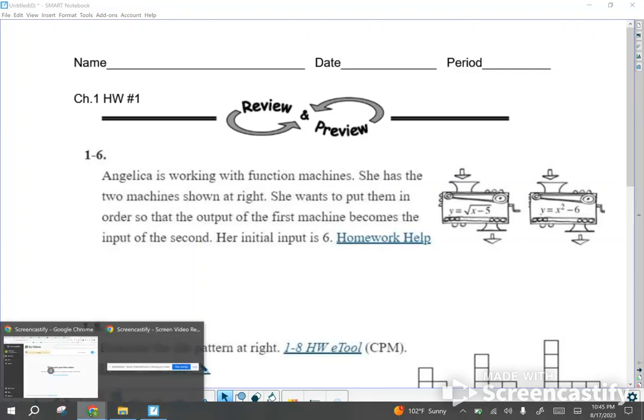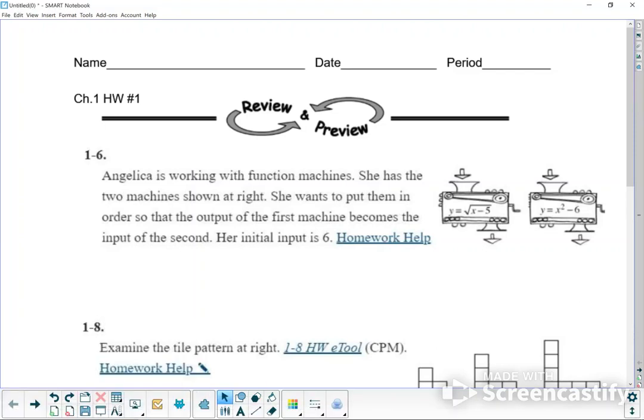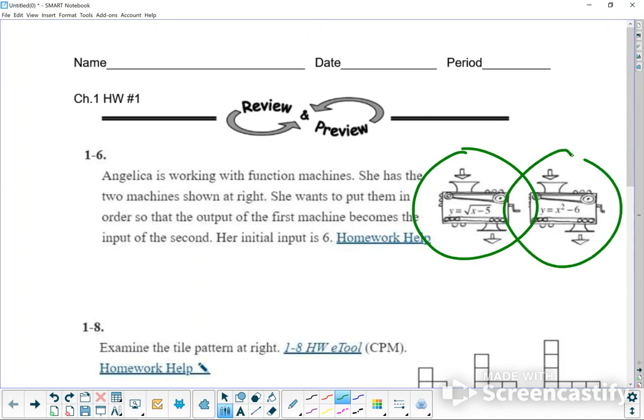All right, let's go ahead and get started on this assignment. This is your first assignment, number 6. Angelica is working with function machines. She has the 2 machines at the right here. She wants to put them in order so that the output of the first machine, which is this one, becomes the input for the second machine, which is this one.